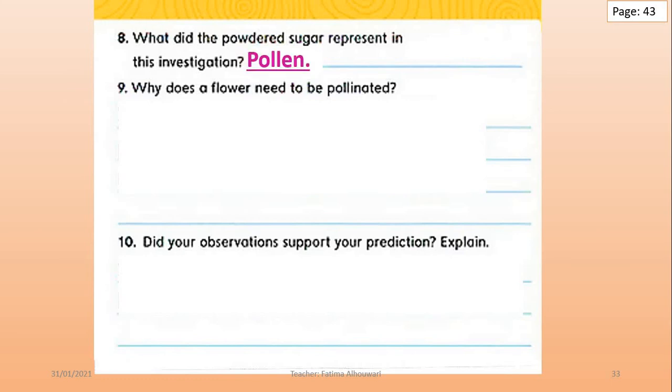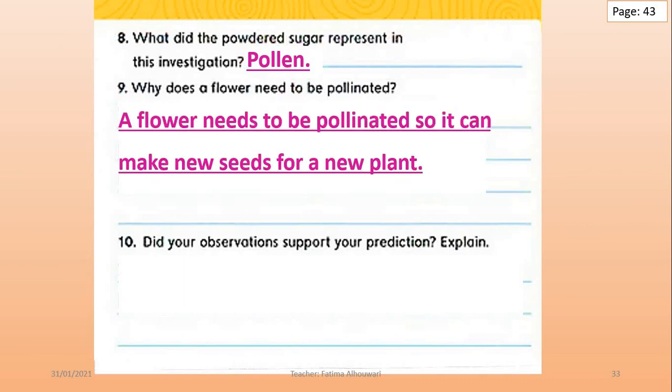Let's see question number 9. Why does a flower need to be pollinated? What do you think? Think about it and write your answer in this space. For me, I think a flower needs to be pollinated so it can make new seeds for a new plant. Question number 10. Did your observations support your prediction? Explain. Try to answer this question by yourself and write your answer in this space.